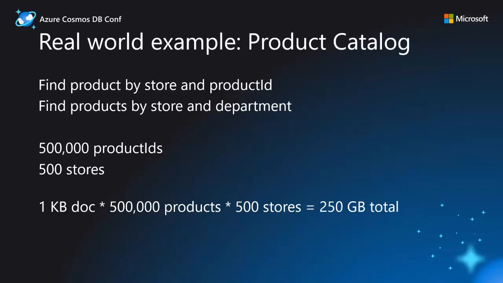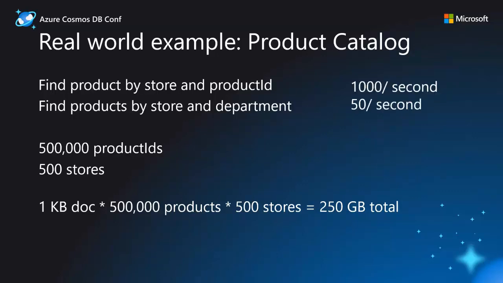But now what if I told you some of these stores are really big, so they have all 500,000 products, but some of our stores are actually really small and they only carry a subset. And so we would have that uneven distribution of data. Additionally, if we look at 500 stores against 250 gigabytes, it's actually not that many unique values compared to the total possible unique values in our collection. We want to make sure that we have a lot of buckets so that all of these values can be mapped evenly to all of our partitions.